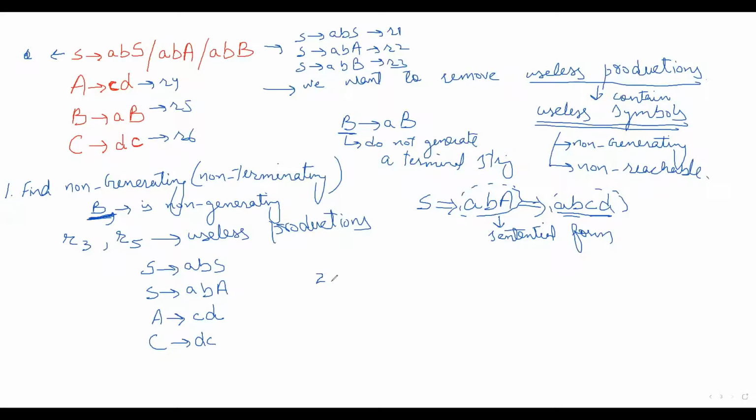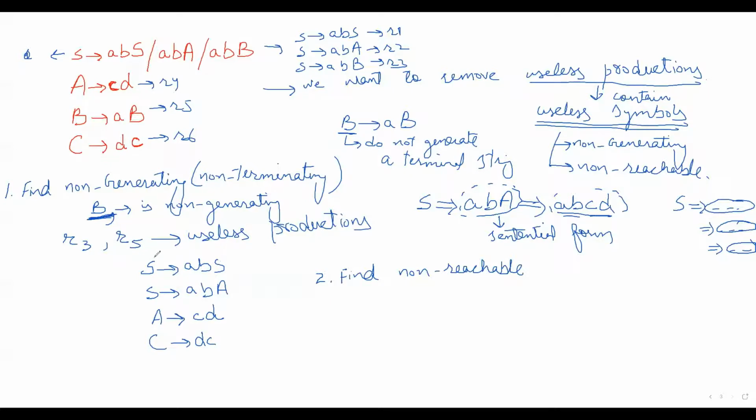Second is to find non-reachable symbols. Non-reachable means the symbol that cannot be reached from the start symbol. That means if I have a start symbol, from it I can derive different strings; this is a sentential form, this is another sentential form, this is another. If there is some variable that does not exist in any sentential form, that symbol cannot be reached from the start symbol, and that symbol is non-reachable.